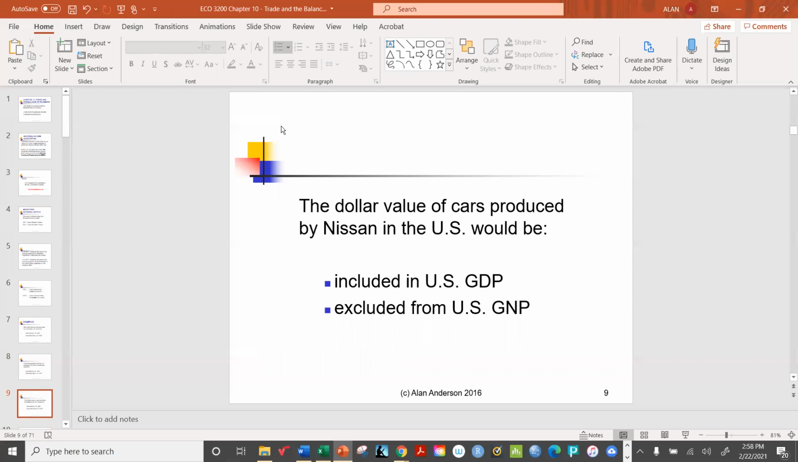On the other hand, if you look at a Japanese car company building in the US, which is Nissan, their cars would be counted in our GDP because they're being built in the US, but not our GNP because it's not an American company.